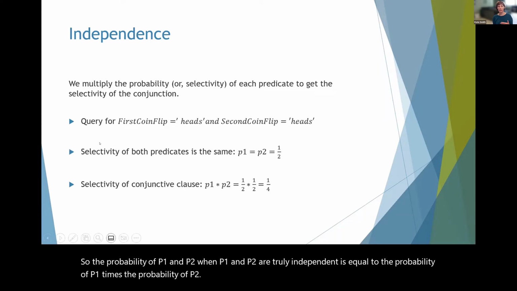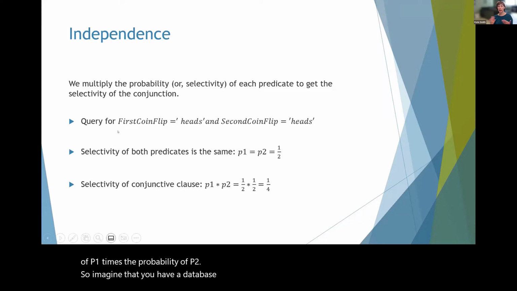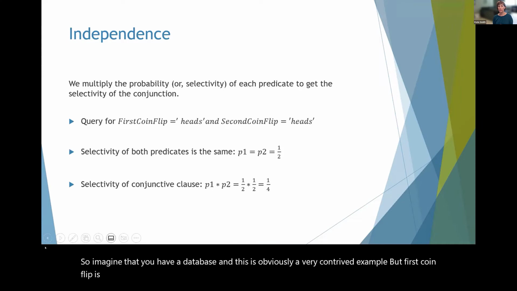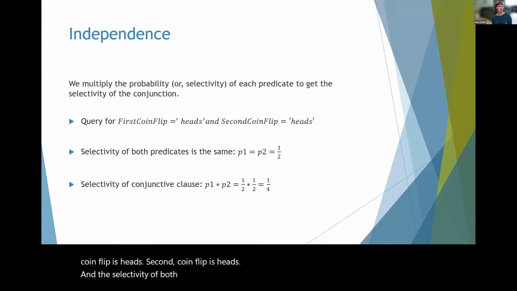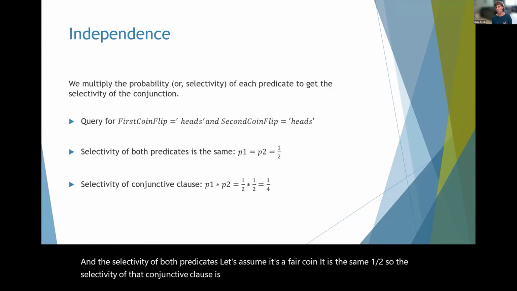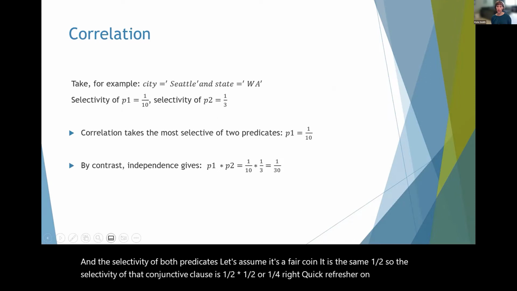So imagine that you have a database with, and this is obviously a very contrived example, first coin flip is heads, second coin flip is heads. And the selectivity of both predicates, let's assume it's a fair coin, is the same, 1/2. So the selectivity of that conjunctive clause is 1/2 times 1/2, or 1/4. Quick refresher on independence.